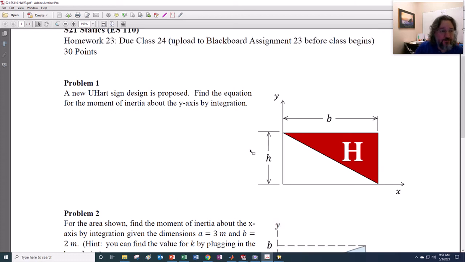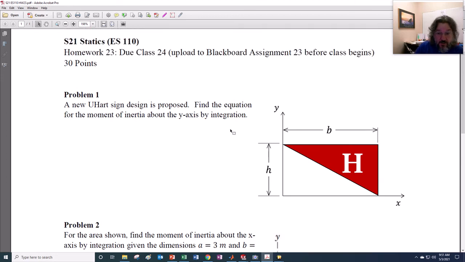This is homework 23, a solution video for problem 1. We have this sign right here that's a triangle, and we want to find its moment of inertia about the y-axis using integration.